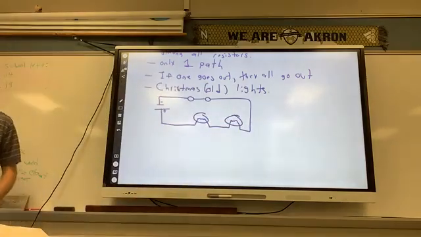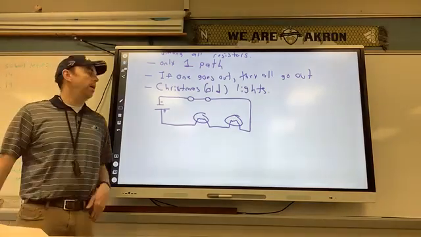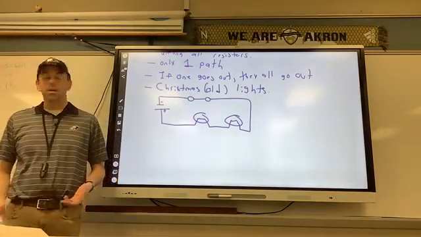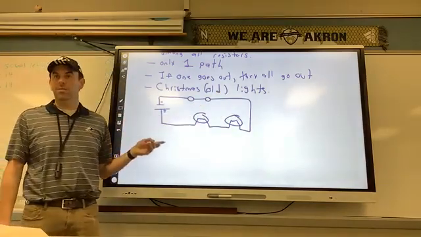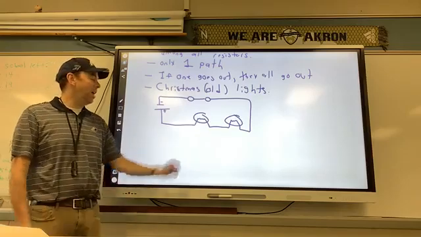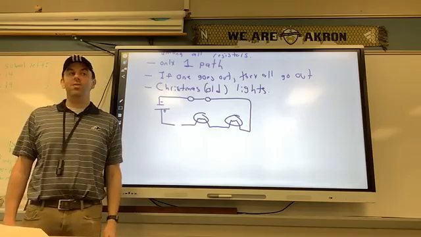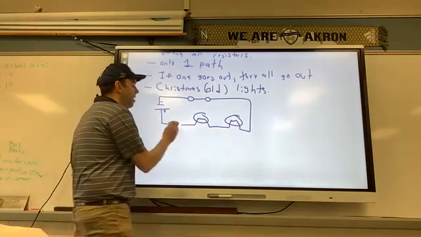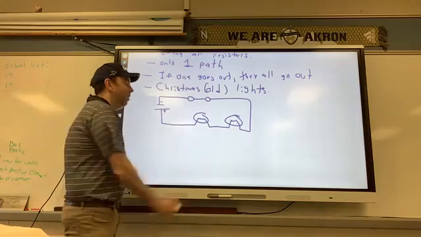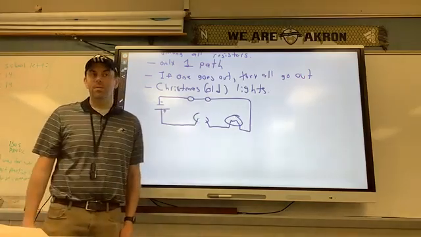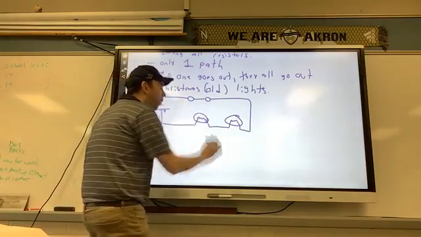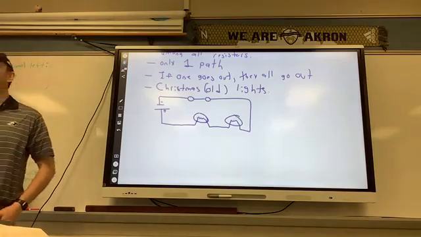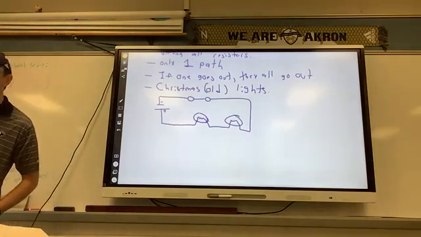This would be a series circuit, actually a series circuit with a closed switch. So would you agree there's only one way for electrons to flow? If I cut a cord, is there anywhere for electrons to flow? No. If this light bulb burns out, is there anywhere for electrons to flow? No. Because the electrons have to flow only in one path. That is a series circuit. Makes sense. Head nod if you're good with that.